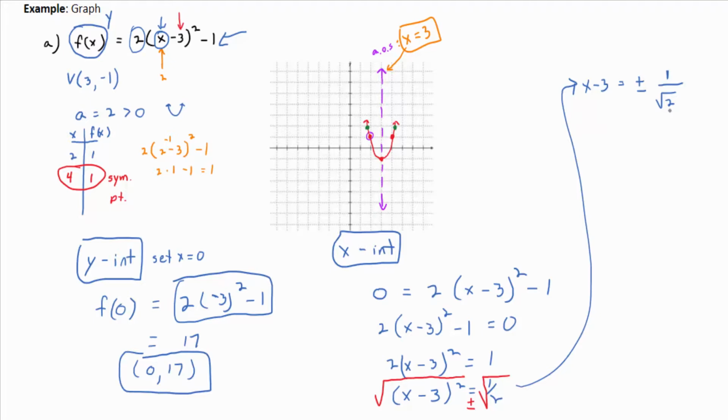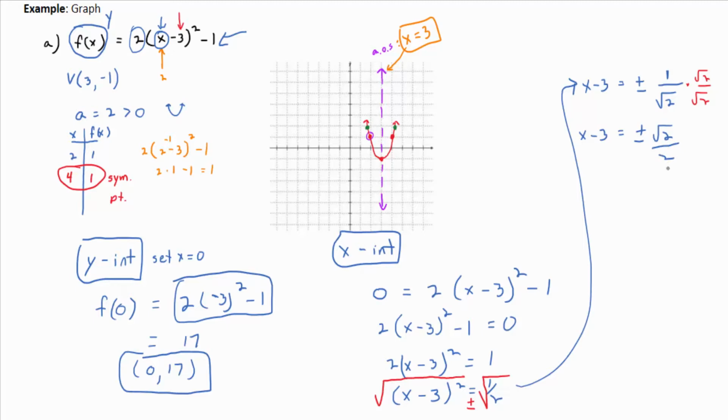Most answers will have that rationalized. So how do we rationalize 1 over root 2? What do you multiply by numerator and denominator to get rid of the radical in the denominator? Root 2, so let's do that. And then that gives you x minus 3 equals plus or minus what? Well, on top, 1 times root 2 is still root 2, and then on the bottom, I agree, you get 2.